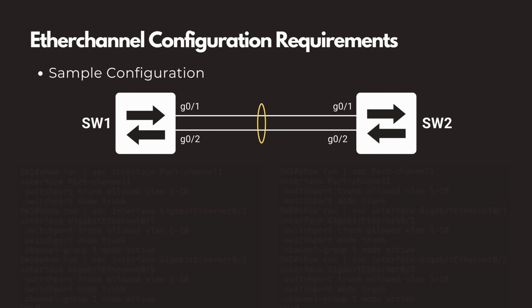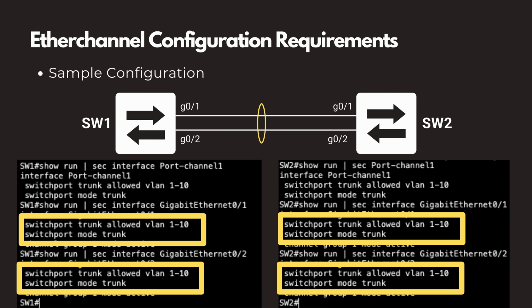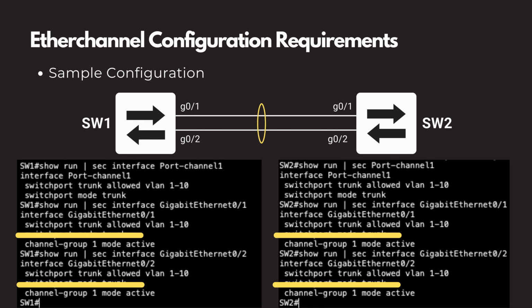Here is a capture of a working configuration. You will see that interfaces have the same parameters. By default, interfaces are set to full duplex and they have the same speed. Both are set to Layer 2 trunk ports and with the same allowed VLANs. LACP was used to bundle interfaces.